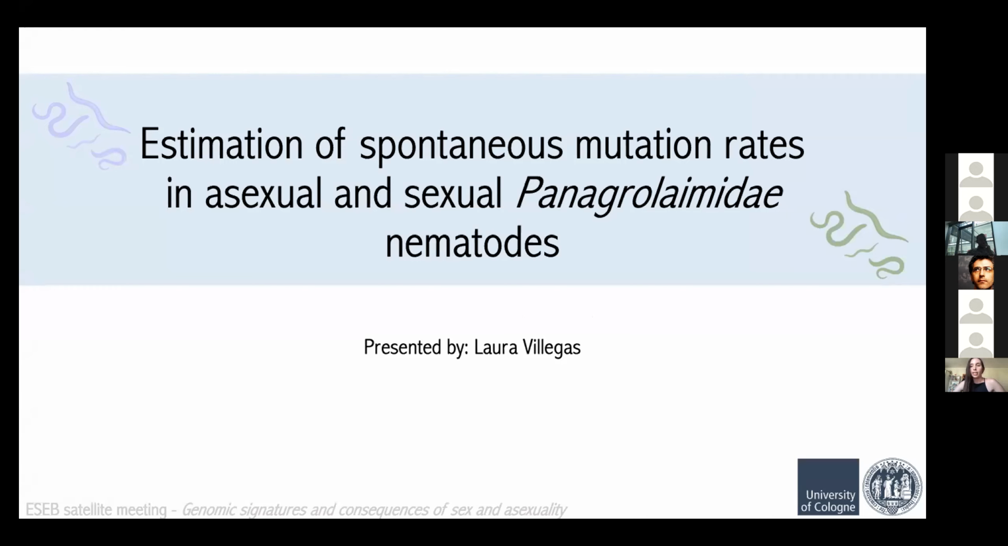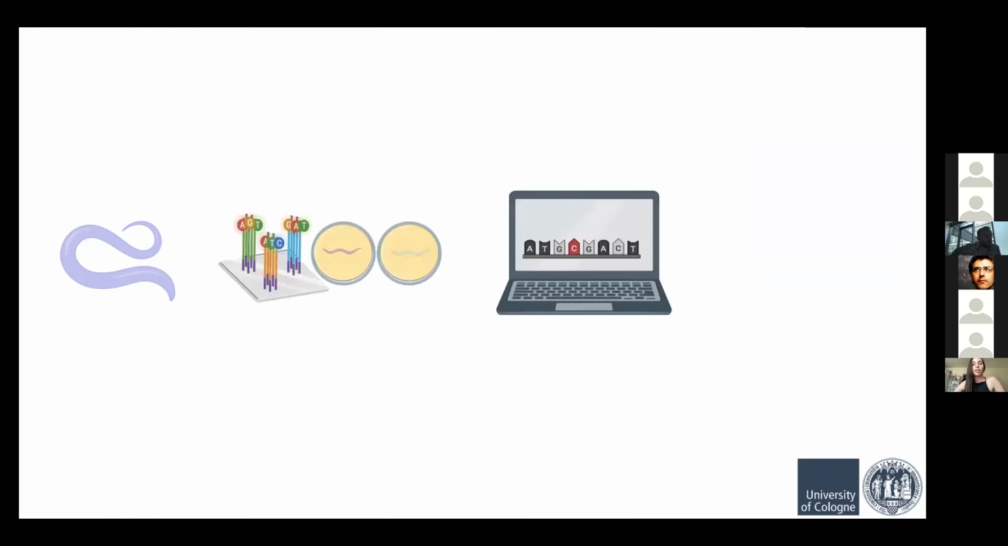So first, I would like to tell you the structure of the talk. I will start talking to you about nematodes, which is the subject of the study, and what was our research question. Then we will talk a bit about the experimental design, the data analysis, which is where we actually estimated the mutation rates. And finally, we will talk about what these mutation rates mean in terms of sexual and asexual reproduction.